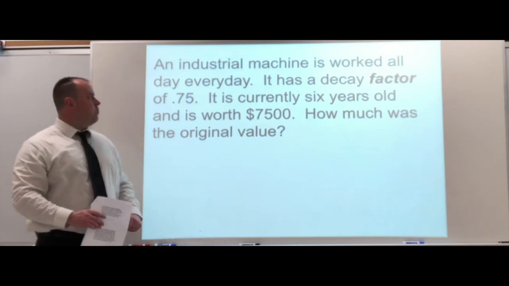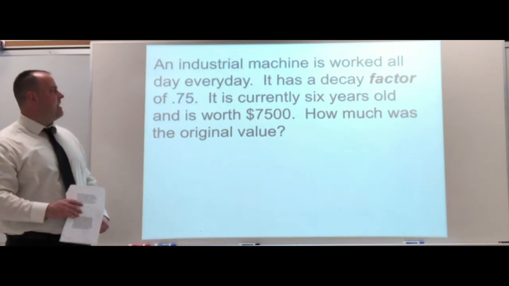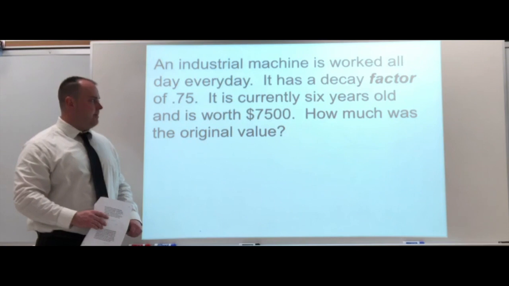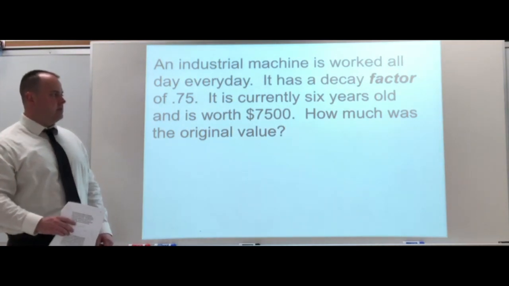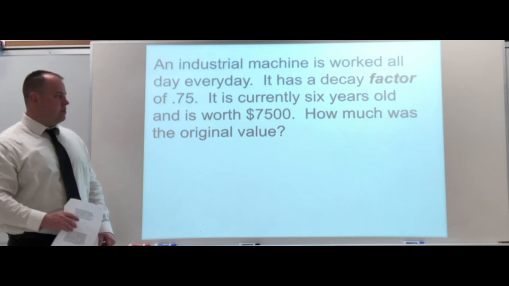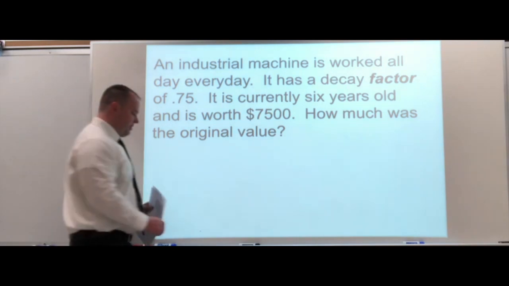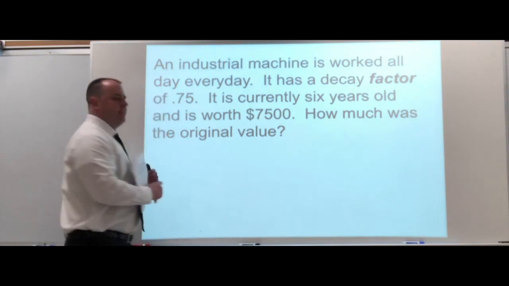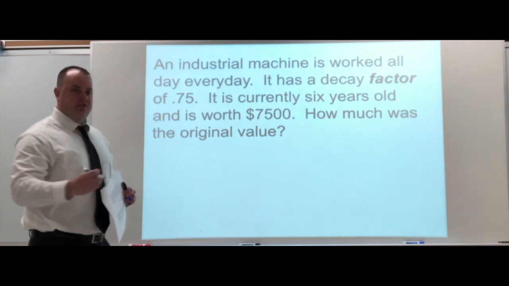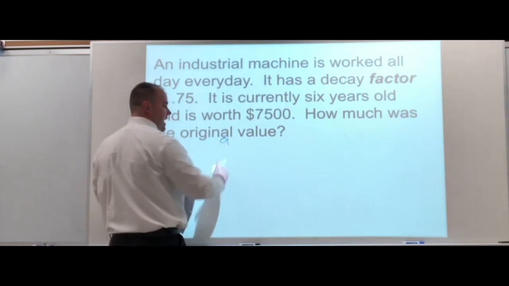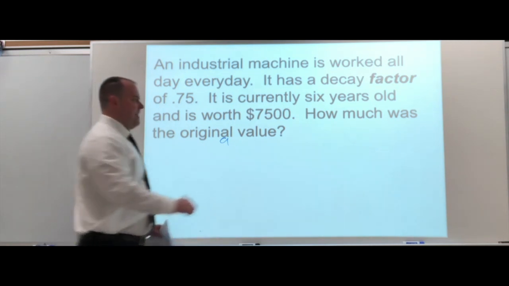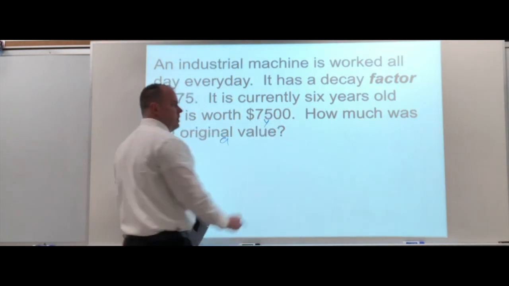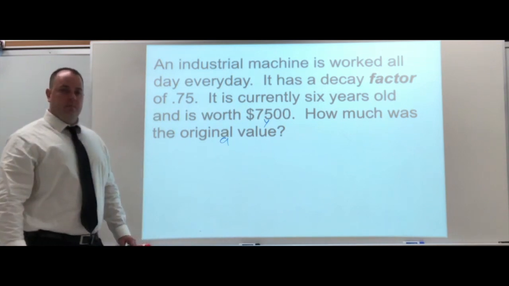An industrial machine is worked all day, every day. It has a decay factor of 0.75. It is currently 6 years old and is worth $7,500. How much was the original value? So think about what they're asking here. Okay? They're asking for the original, the starting amount. So we're looking for A in this case. That $7,500 is how much it's worth now. That's our Y. So that's two important pieces there.